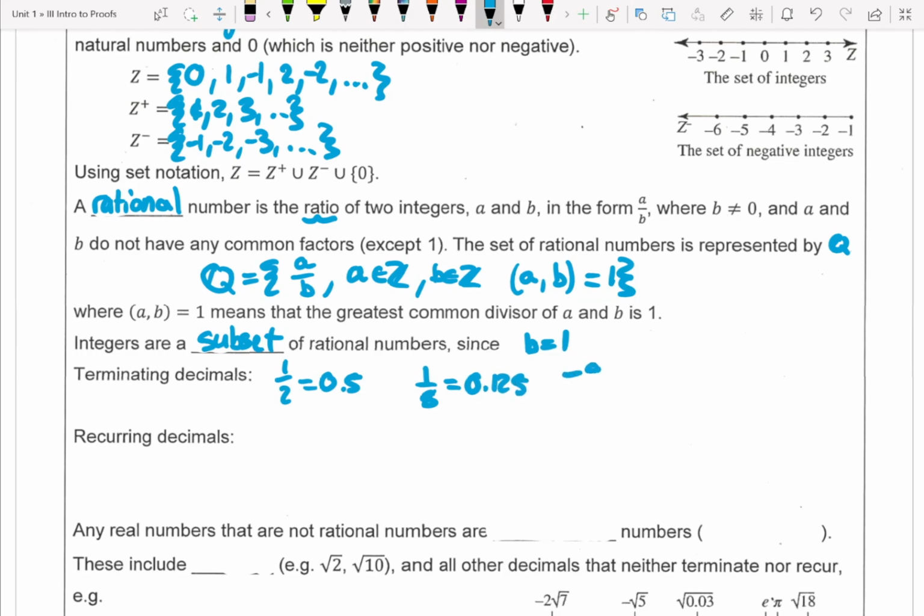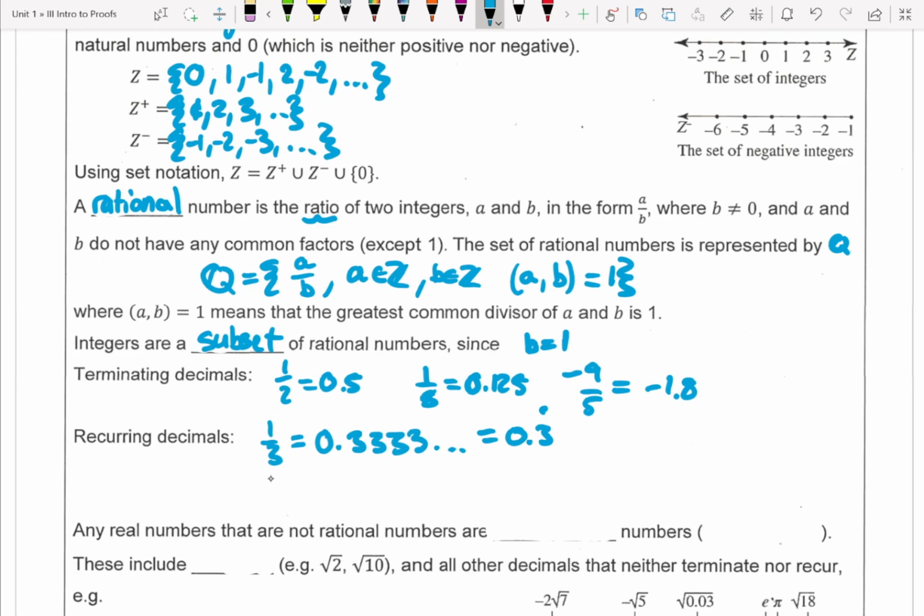That's even something like -9/5, which is -1.8. On the other hand, we have recurring decimals. So 1/3 would be the one that we're most familiar with, and that's going to be 0.333 recurring, which we denote as 0.3 with a dot over it. This is like primary school stuff that we're revisiting.